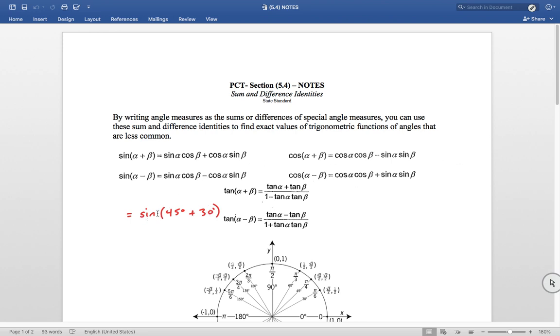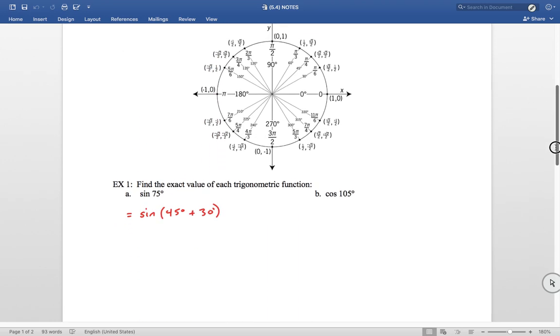So you want to set this equal to sine of your first angle times cosine of your second angle plus the cosine of your first angle times the sine of your second angle. And you just follow the yellow brick road. You just follow the formula there. So this would be the sine of the first angle, which is 45 degrees, times the cosine of 30, if you look at your identity up there.